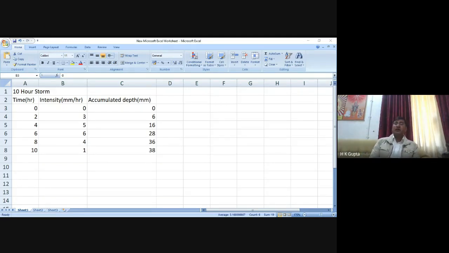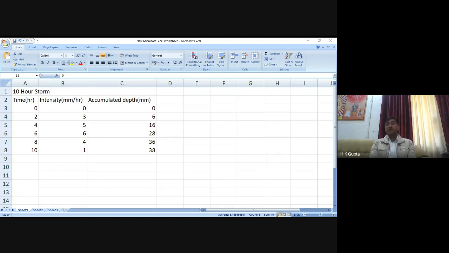Okay. Again, when you will be working on rainfall data, what are the different types of rainfall data you can have? Hourly rainfall data, so generally for some purposes this will be used. Then daily rainfall data. This will be used for most of the purposes.